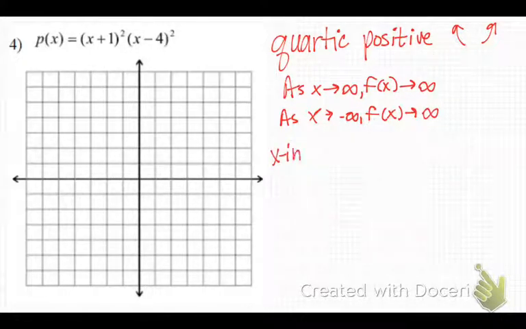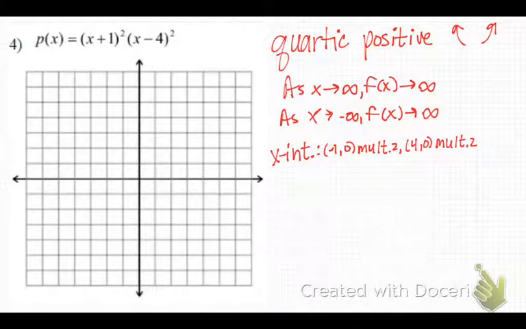My x-intercepts are what? Negative 1, 0, multiplicity 2, or you can write it twice, and 4, 0, multiplicity 2, or write it twice. And what's my y-intercept? 0, 8? 0, 16. Because 4 times 4 is 16.